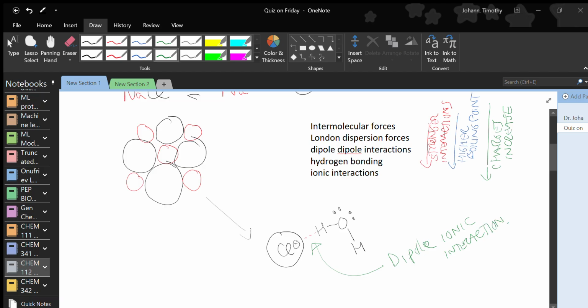Why is your book calling this a dipole ionic interaction instead of a hydrogen bond? Because the water molecule has a dipole, and because it's an ion, it's not just like a normal atom. It isn't forming a hydrogen bond. It's that mix between the two. Because it's an ion and it's not a regular hydrogen bond. I'm going to be even more specific. Which atom? Nitrogen, oxygen, or fluorine is the atom that has to be the acceptor, right?